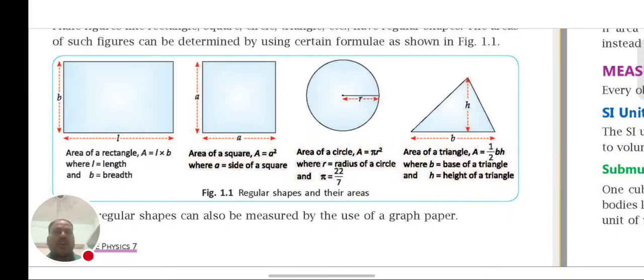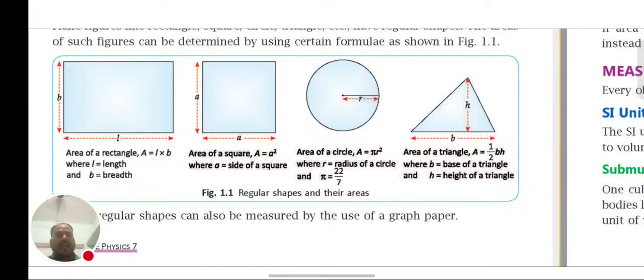Yes or not? Now, what is the formula of the area of a square? A equal to side into side, because in a square every side is equal. Yes or not? Each side is equal to the others. That's why we use capital letter A to denote the side, and for finding the area we write A into A, so it becomes A square.